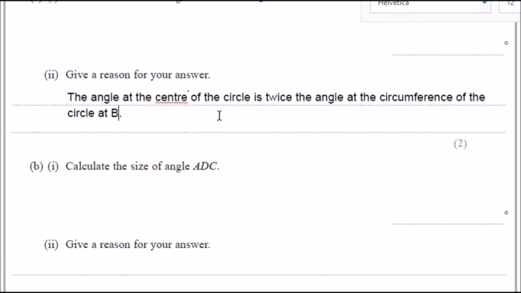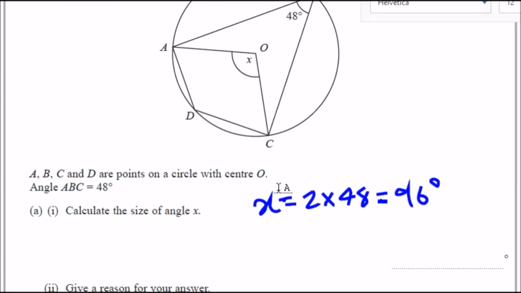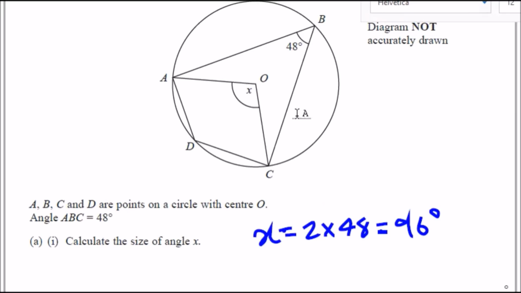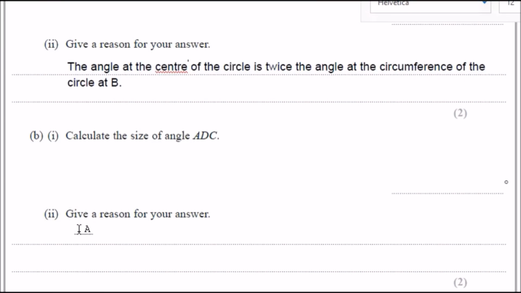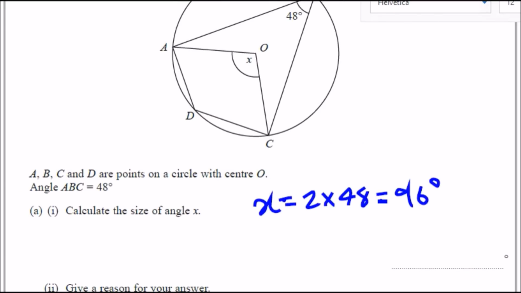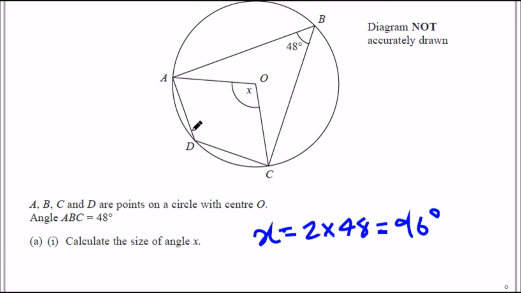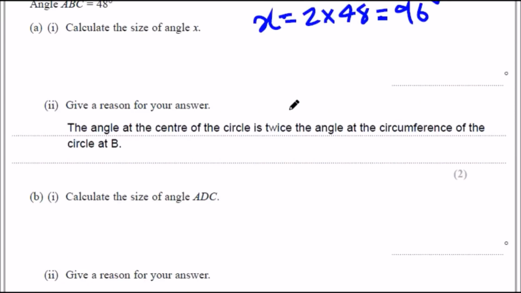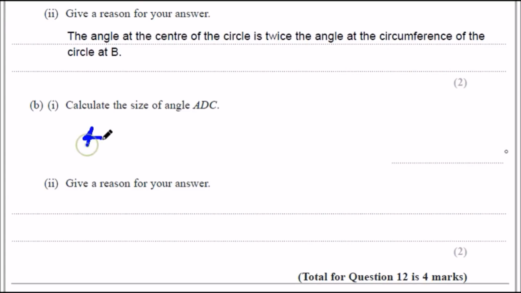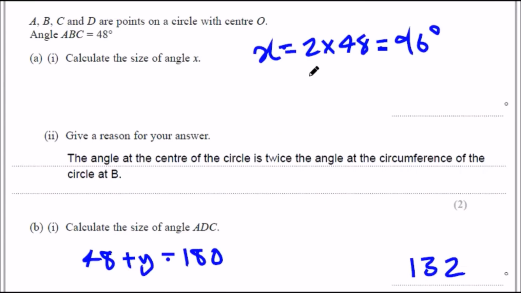Okay. Calculate the size of angle ADC. So angle ADC is here, isn't it? So this one is also known as a cyclic quadrilateral, yeah? So I'm guessing it's going to ask for a reason, yeah? I'll get to that in a second, actually. So this angle here, let's call it Y. So we can say firstly that 48 plus Y must equal 180. So therefore, subtracting the two values gives us 132. Does that fit? Yep.